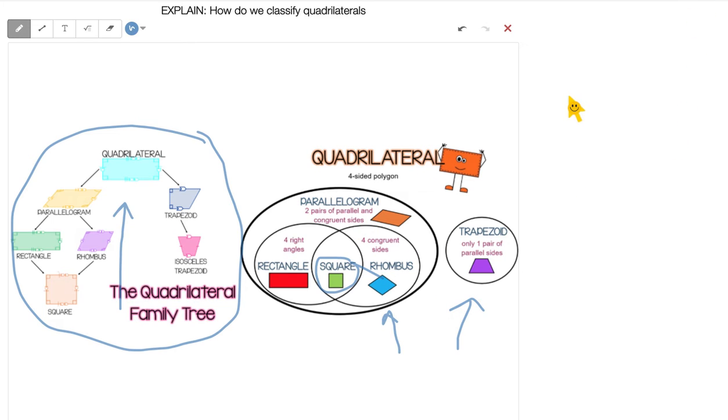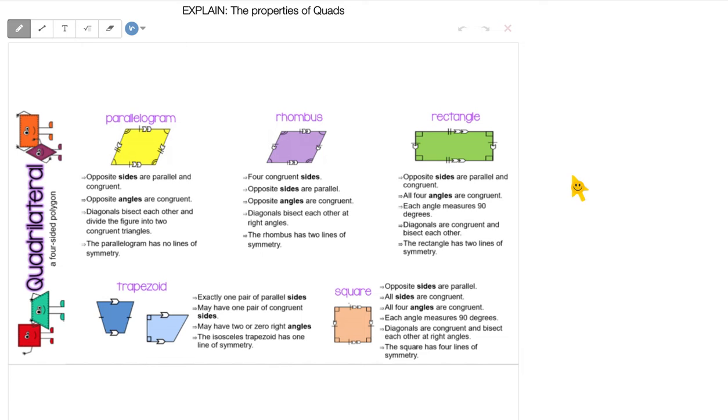Don't forget, these are also located in your notes in Schoology as always. Now come to slide 6. Yes, I know, lots of words, but please don't be scared. It's pretty easy to understand the different properties of each individual quadrilateral.